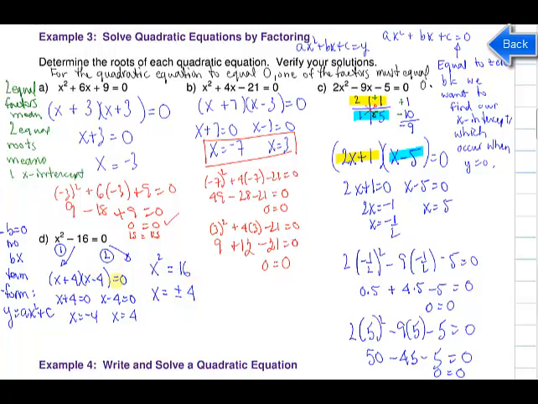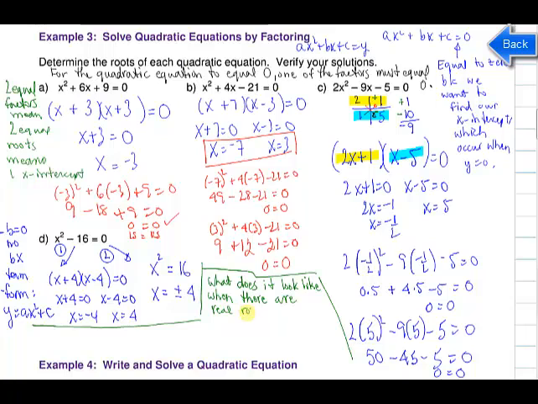and what I really want to do is just to quickly discuss what does it look like when there are no real roots, like algebraically, what does that look like? Okay, so I'm just going to make myself some room here. So what does it look like when there are no real roots?